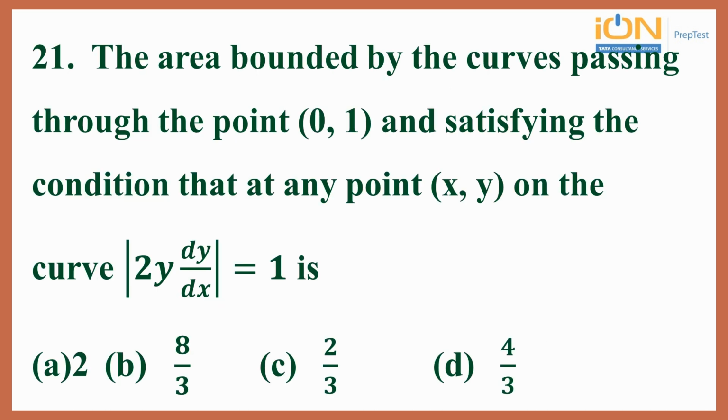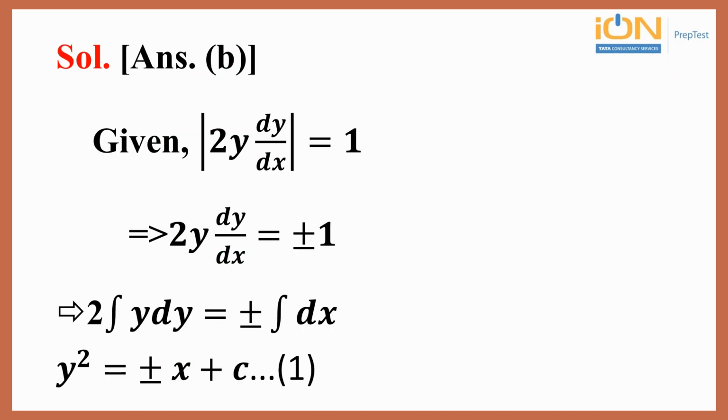Let's move on to the next question, question number 21. The area bounded by the curves passing through the point (0, 1) and satisfying the condition that at any point (x, y) on the curve, modulus of 2y dy by dx is equal to 1, is: first option 2, second option 8 by 3, third option 2 by 3 and fourth option 4 by 3.